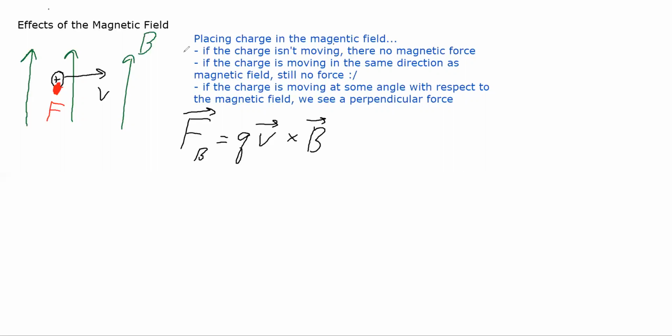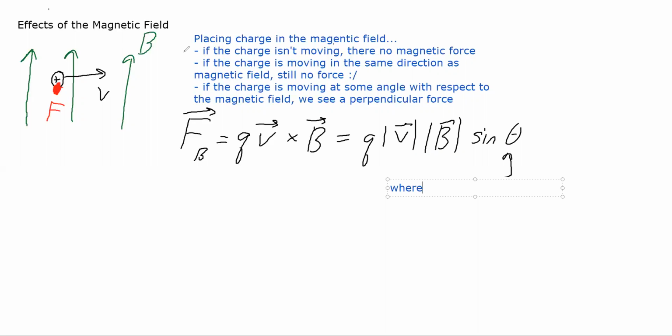And remember another way of writing this, if you want to do it the algebraic way: the magnitude of V times the magnitude of B times sine theta, where this is the angle.